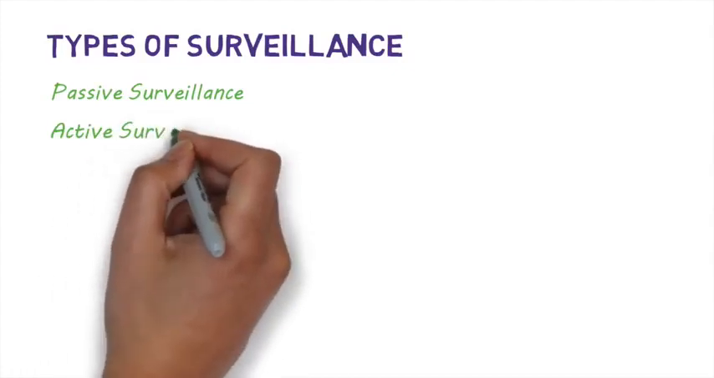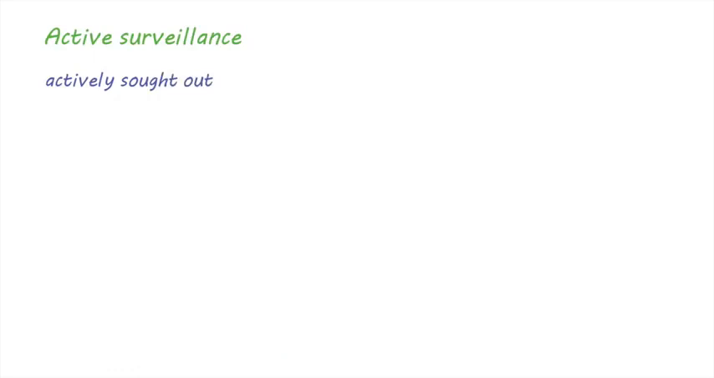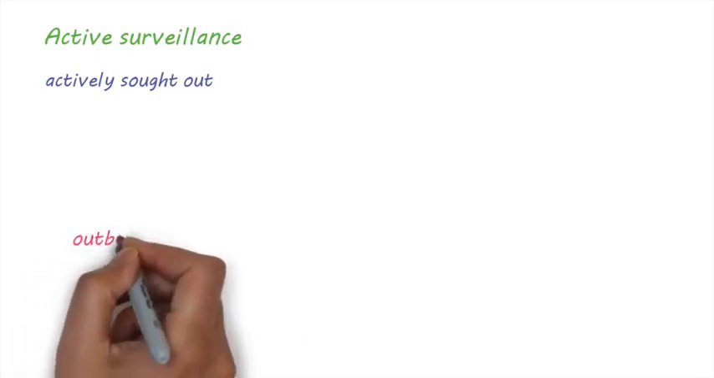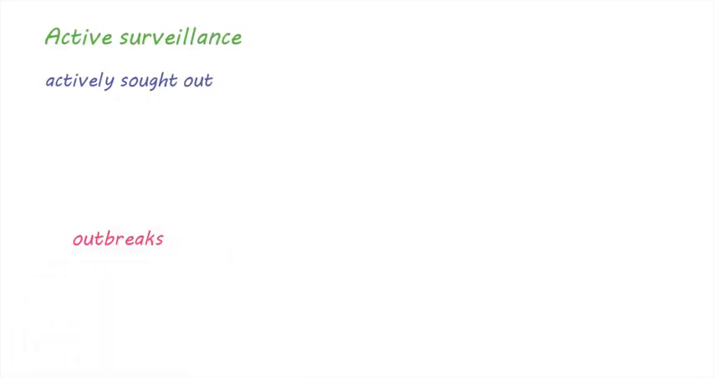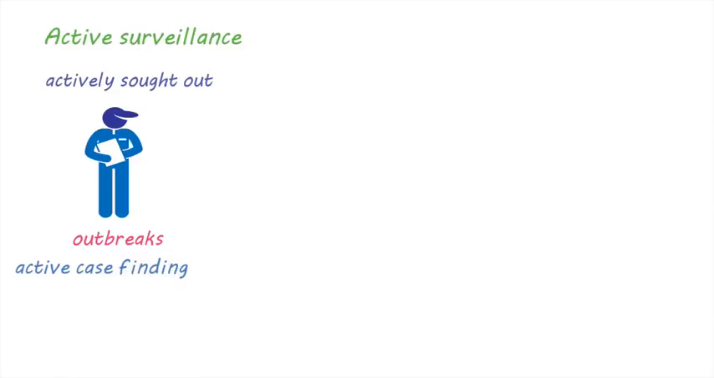Now, let's take a look at active surveillance. In contrast to passive surveillance, in active surveillance, health data is actively sought out. This type of surveillance is commonly used during outbreaks. For example, during an outbreak, health teams may visit the community to actively seek out cases that may not have otherwise presented to health centers.